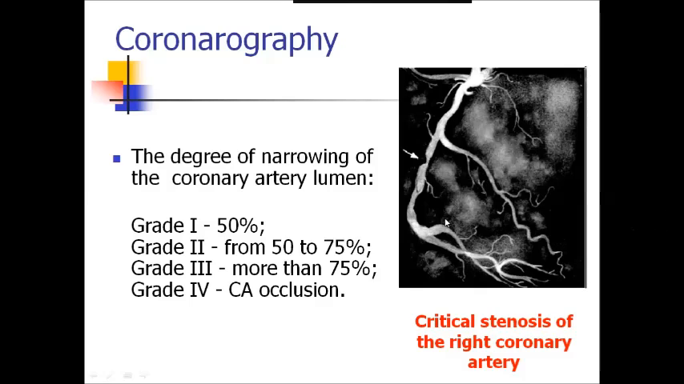Usually it's very important information for surgeons because critical stenosis, more than 75% of coronary artery lumen, is an indication for urgent surgery, for shunting or angioplasty.